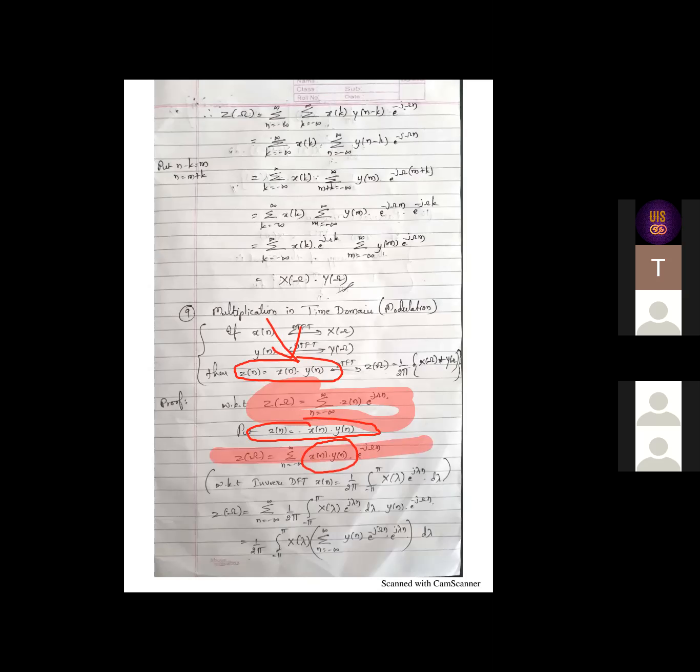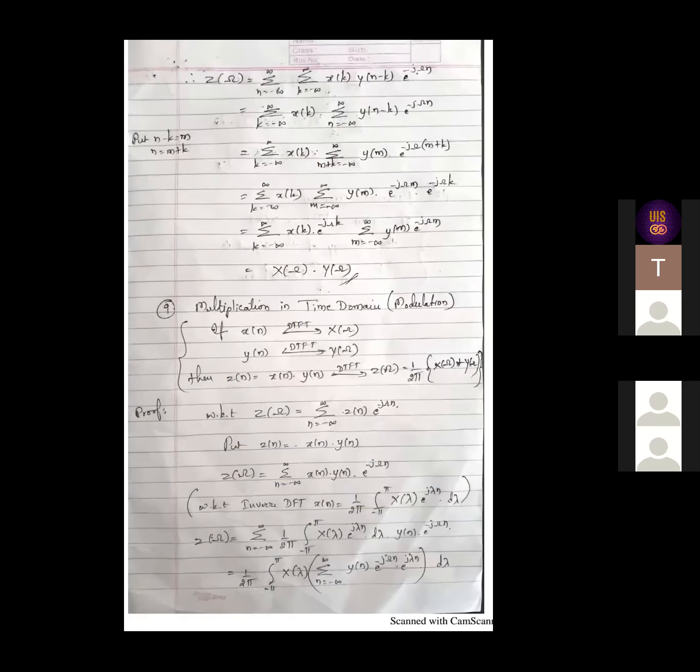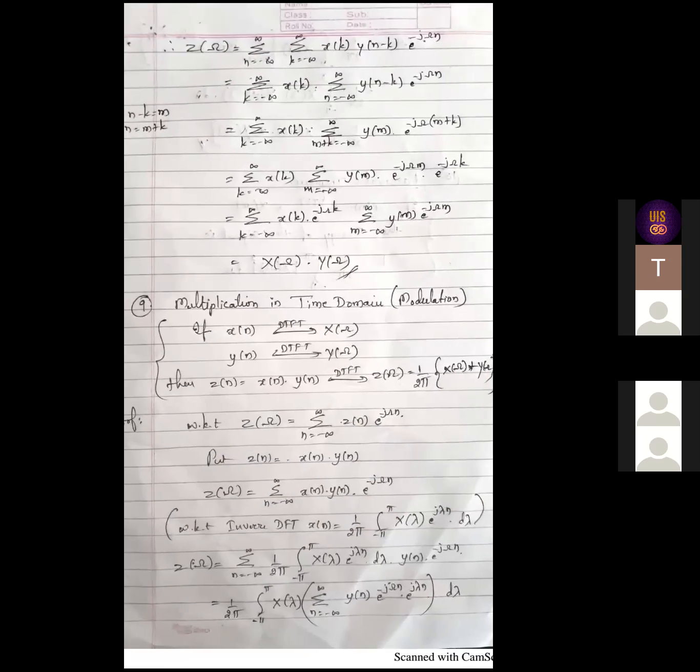Now, in the class the day before yesterday, when we started with the Fourier concepts, I took this formula. Let me recall it. This is the formula to find the inverse DTFT, that is, the original sequence back. I'll just zoom it. Okay. This is the formula for finding the inverse DFT.